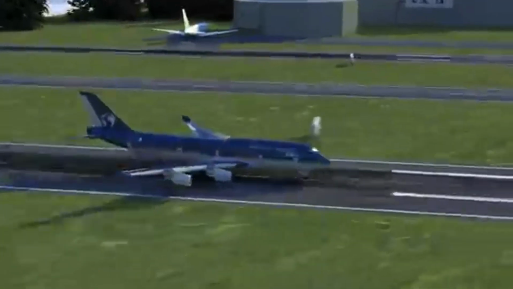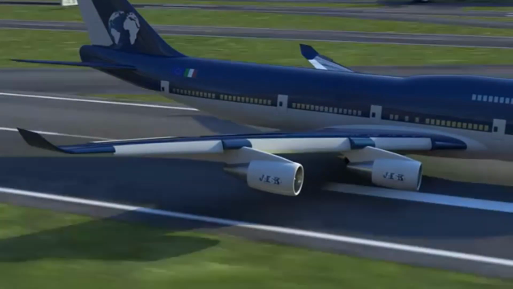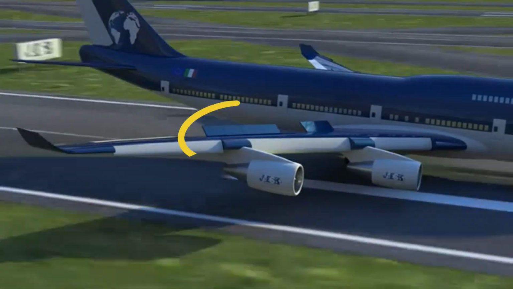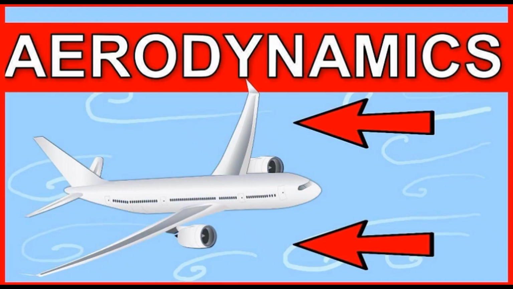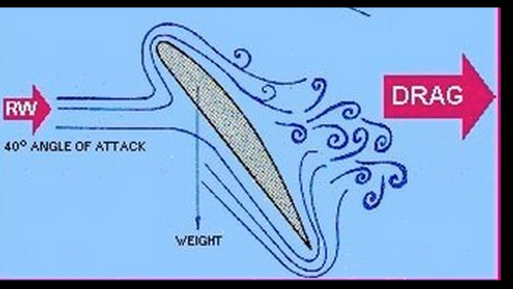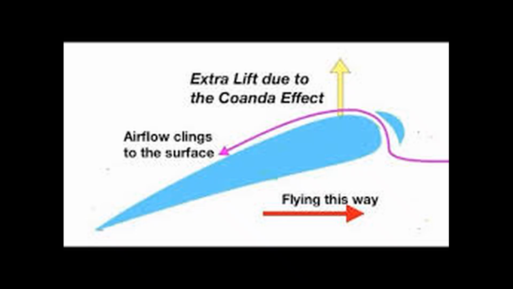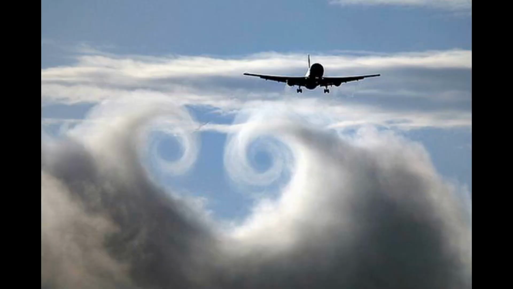While landing, there are devices in the aircraft called spoilers which are used to deflect air to the top, thus eliminating the lift factor. So these were a few basic concepts of aerodynamics. In the second part, we will learn about drag, the Coanda effect and vortex shedding.